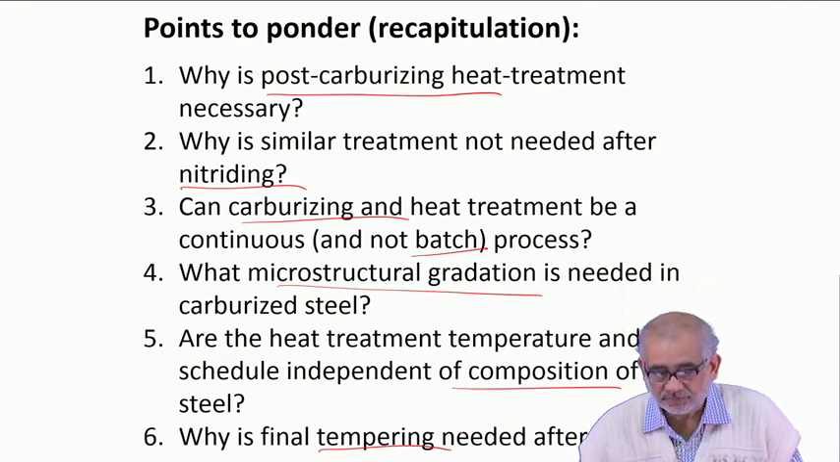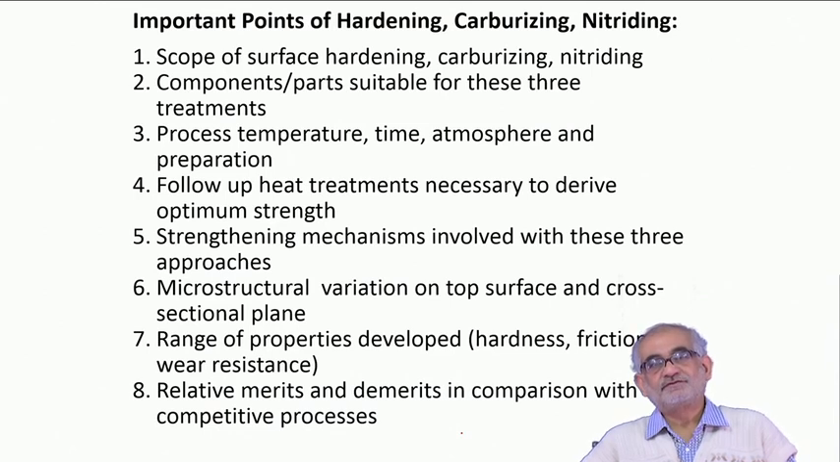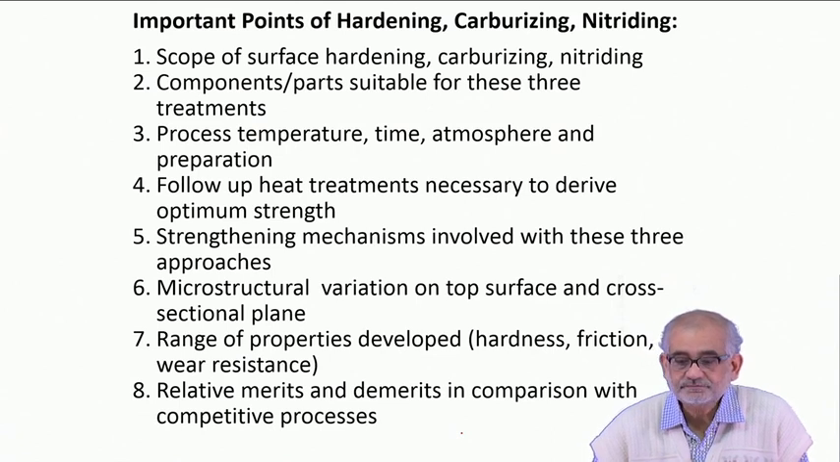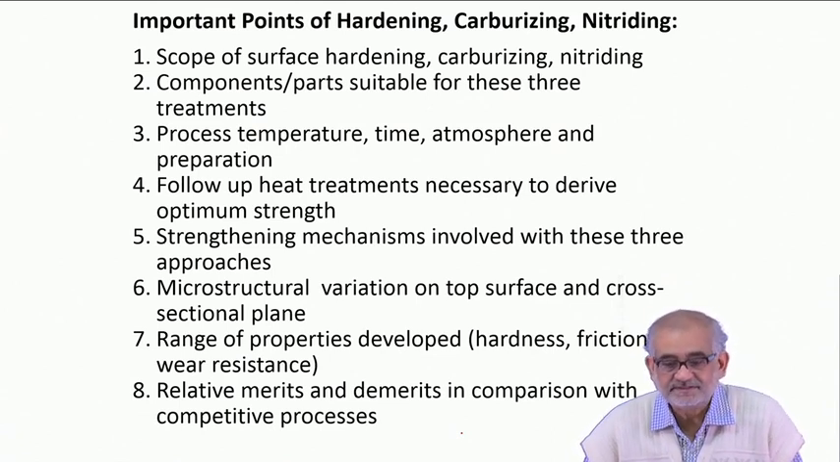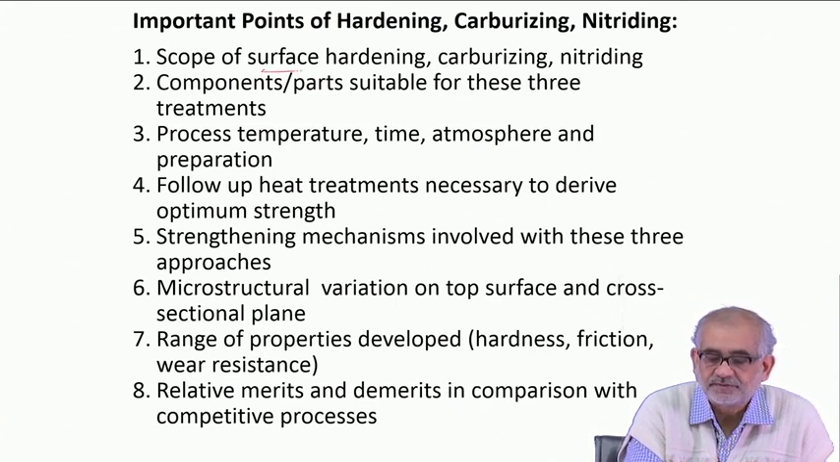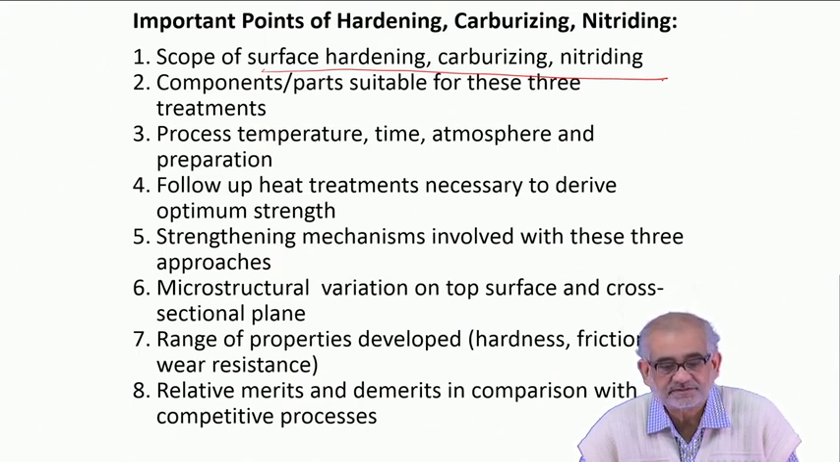Now, it is also time that we take an overall view of all the possibilities of hardening that we have discussed so far with regard to primarily steel. We have discussed three types of approaches: hardening, carburizing and nitriding. Hardening is without change in composition, so it's simply microstructural modification. Carburizing and nitriding are thermochemical treatments where we change the composition of the surface. In carburizing we introduce carbon, in nitriding we introduce nitrogen.